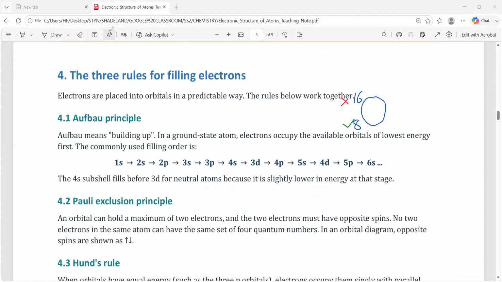Why are we using the atomic number? Pay attention so that you understand it. The atomic number is the number of protons, isn't it? And the number of protons for an atom is equal to the number of electrons. That is why the atomic number gives us an idea of the number of electrons. But note that the number of protons is only equal to the number of electrons for an atom. Once the atom gains or loses electrons, the atomic number is no longer equal to the number of electrons. I hope you understand that.